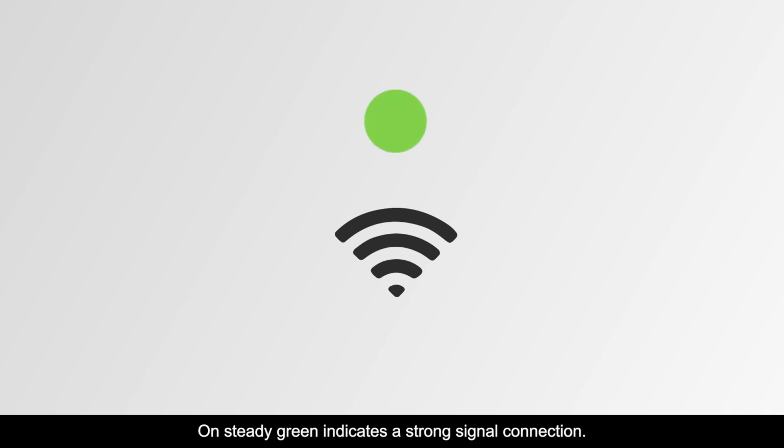Here's a basic example in regards to the system's Wi-Fi status. On steady green indicates a strong signal connection. On steady yellow indicates a weak signal connection. On steady red means there's no signal. And the light is off when it's not actively connected to Wi-Fi.